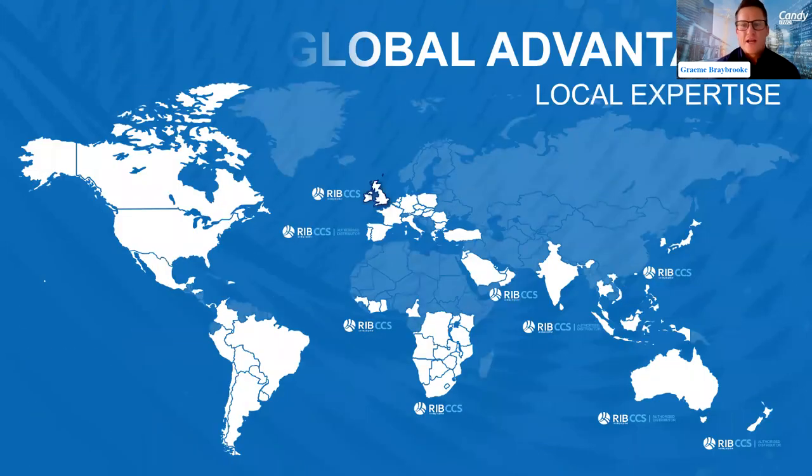So just to give you an indication of where we are around the globe, I've highlighted the UK and Ireland. That's where I currently reside. But you'll see all the RIB CCS logos there. Those are all our offices globally.